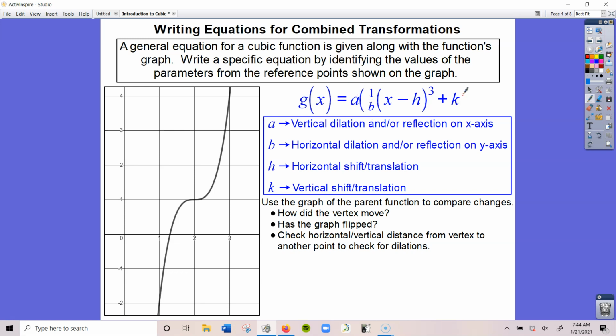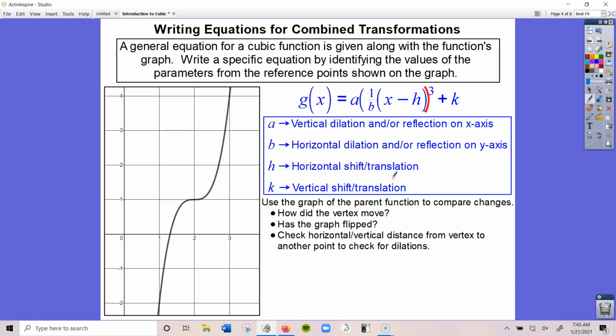Now this is the general form of a cubic equation. There should be an extra parentheses here, sorry. Now I don't typically like to remember anything more than I have to. I don't like to memorize. But if you like to have a format, this is how you would write out the equation for a cubic function, where A represents any kind of vertical dilation or reflection on the x-axis. 1 over B represents a horizontal dilation, or if there's a reflection on the y-axis. A horizontal shift or translation is the H, and a K is if there was a vertical shift or some kind of vertical translation.